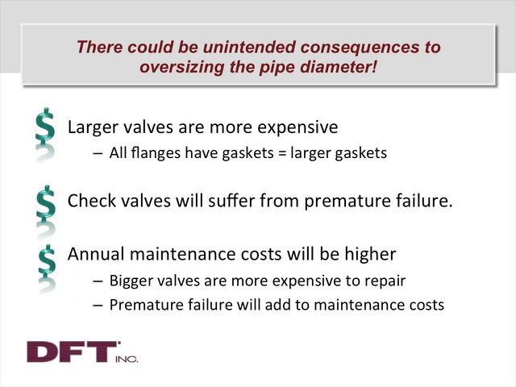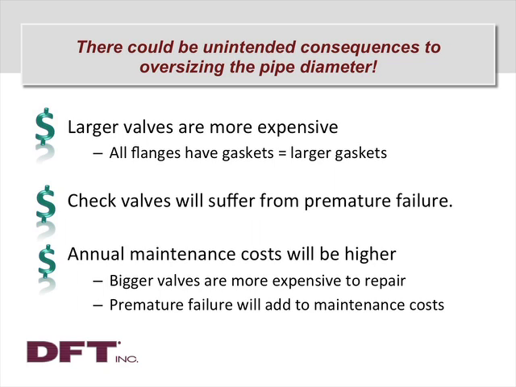They could show up in both capital expenditure and operating expenditure increases. All the valves in the system will be larger and therefore more expensive. All the flanges, of course, have gaskets, and bigger gaskets are more expensive than smaller gaskets. And basically, when you bump up the line size by one incremental size, everything is going to go up in cost.